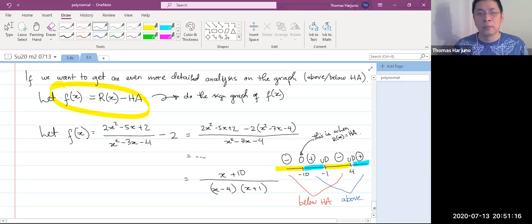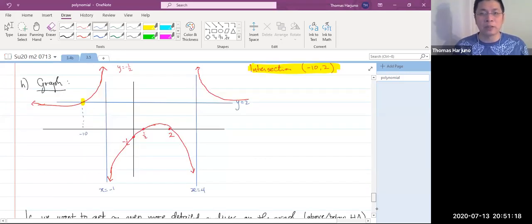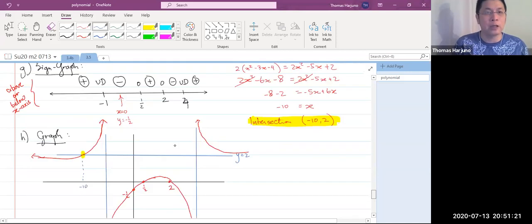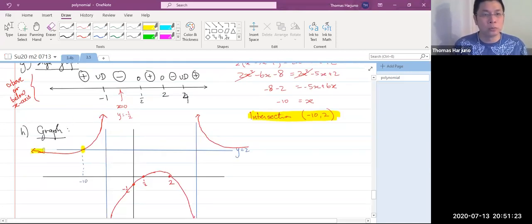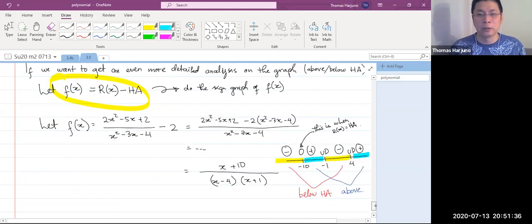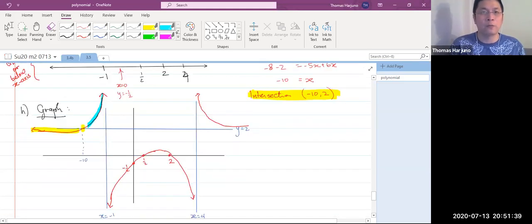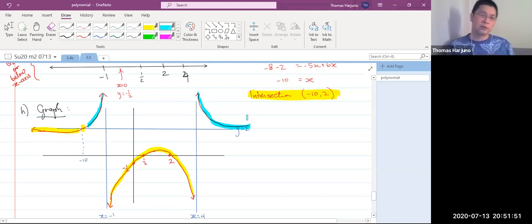Okay, I already did the graph, and you can compare with my sign graph here. To the left of -10, it's below. Between -10 and -1, it's above. Between -1 and 4, it's below the horizontal asymptote. And to the right of x equals 4, that's above the horizontal asymptote.